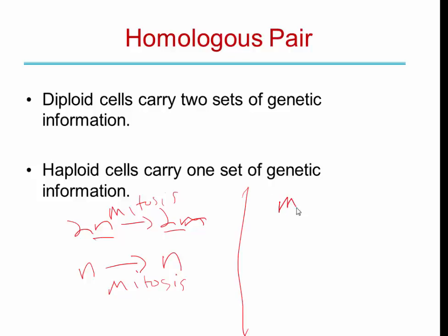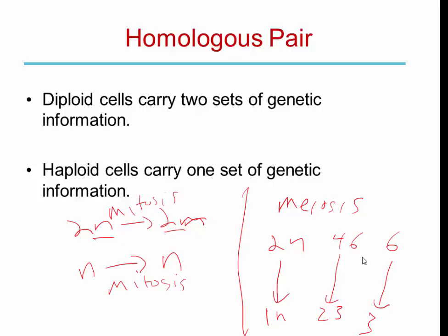But meiosis, see if I can write this on every slide. Meiosis, you go from 2n to 1n. 46 to 23. Let's say you have some other organism that has 6 chromosomes total, you go down to 3. And in meiosis, the chromosomes are in pairs.